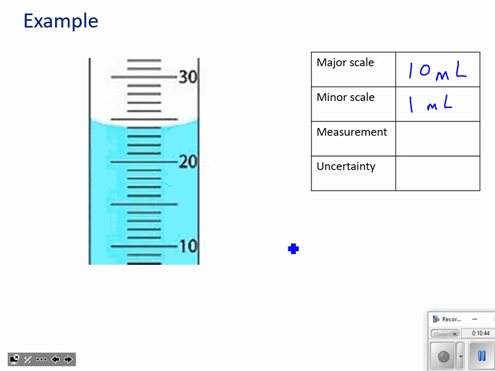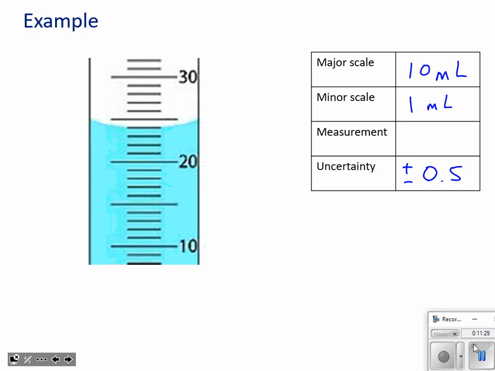So these markings right in here are all 1 milliliter. So what does that mean my uncertainty is going to be? Once again, how do we calculate the uncertainty? Peyton? Divide the minor scale by 2. What's 1 divided by 2? So I've got plus or minus 0.5. Go ahead and make your measurement reading now.